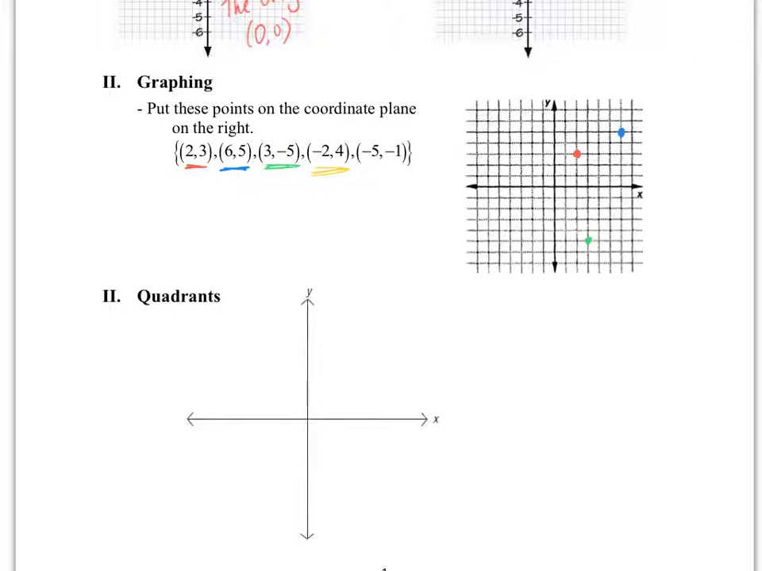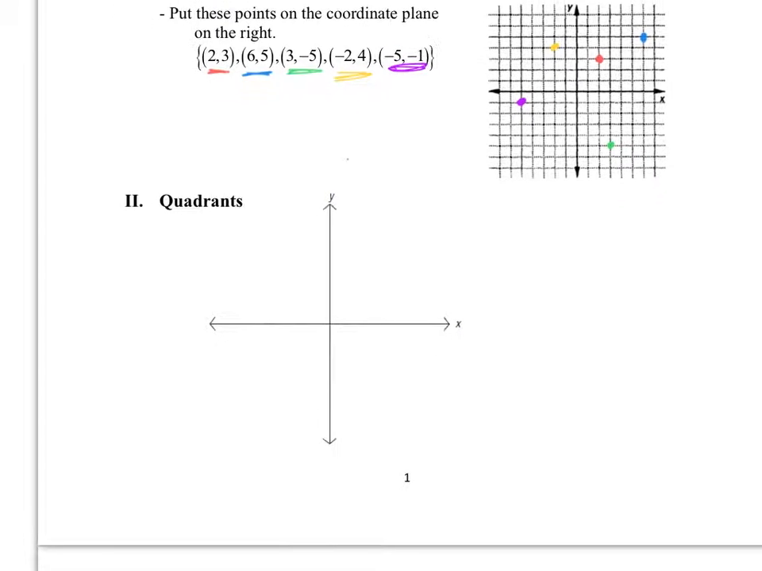We got 2 more points to go here. -2 and 4. So which way do I go first, Adam? Left. Left 2 and up 4. And one more point here. So Zach, which way do I go first? Left 5, down 1. Good. Left 5, down 1, he said. Okay, so that's graphing. So they'll give you points. They'll say graph it on graph paper, graph it on a coordinate grid.